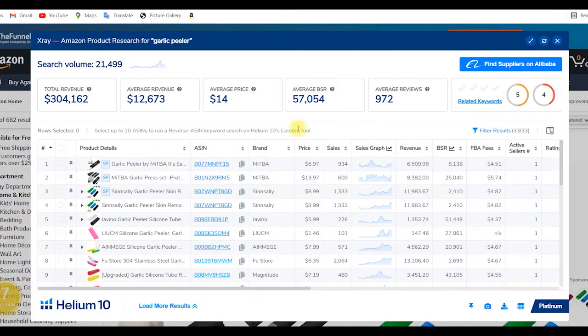Here is Helium 10, and it is telling us the average price for this product, these listings. It is $14, so it's a good product. The price is really good, we can have some profits in this price.